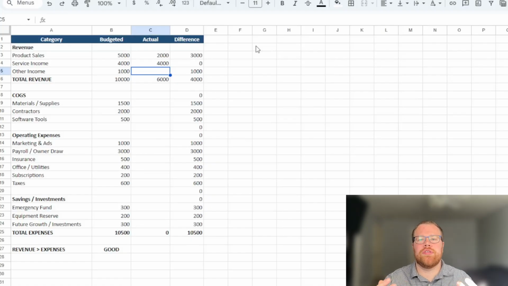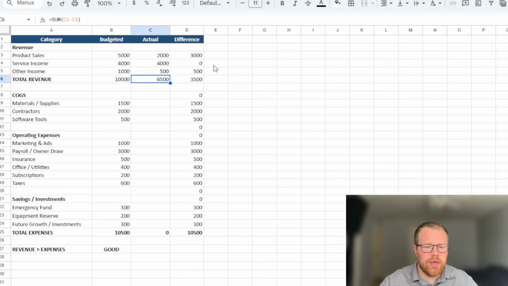That's where your CFO mind and your CFO role really comes into play here, because you're going to know the ins and outs of your business or your home monthly expenses better than anyone else. Okay, other income, we'll say we're hitting a little below that. Okay, so it's simply letting us know that our actual revenues is $6,500.